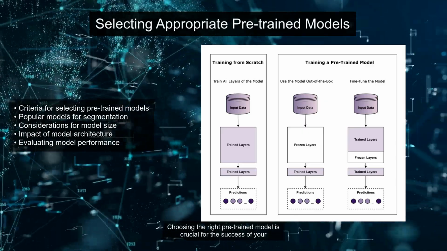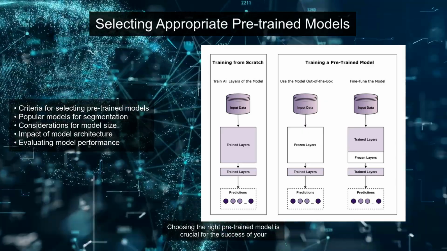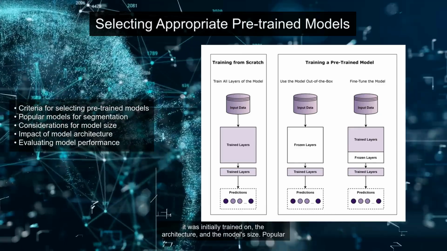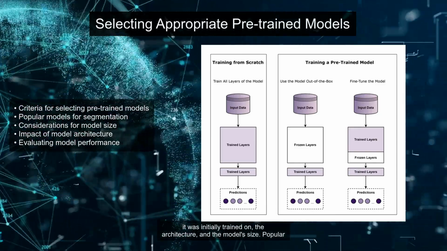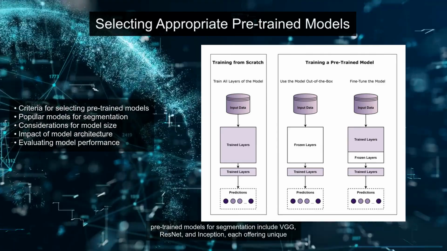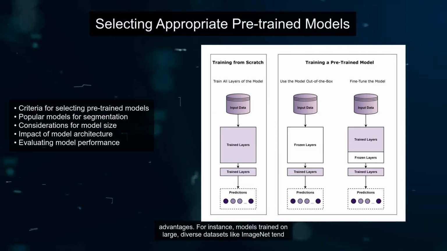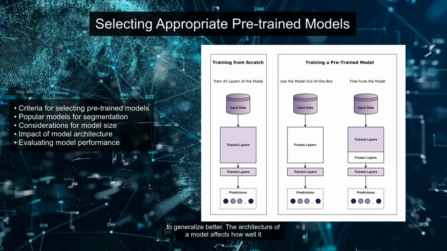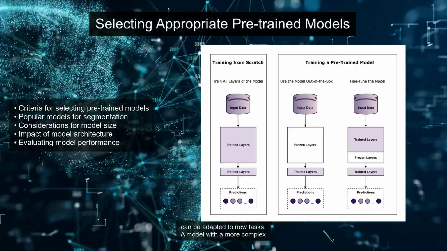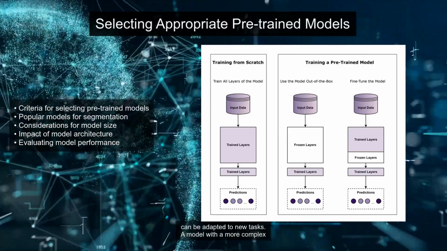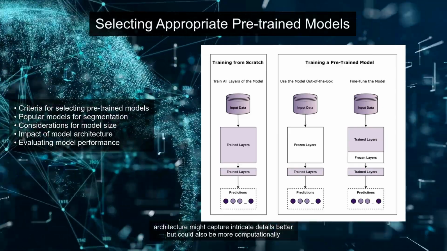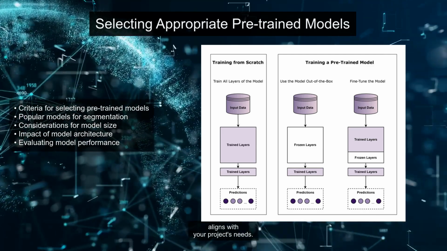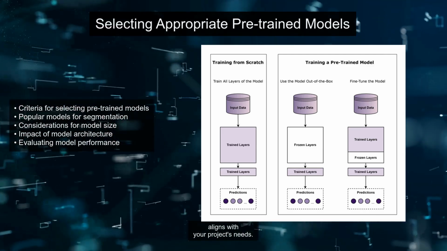Choosing the right pre-trained model is crucial for the success of your segmentation task. When selecting a model, consider factors such as the dataset it was initially trained on, the architecture, and the model size. Popular pre-trained models for segmentation include VGG, ResNet, and Inception, each offering unique advantages. For instance, models trained on large, diverse datasets like ImageNet tend to generalize better. The architecture of a model affects how well it can be adapted to new tasks. A model with a more complex architecture might capture intricate details better but could also be more computationally demanding. Lastly, assess the model's performance on benchmark tasks to ensure it aligns with your project's needs.